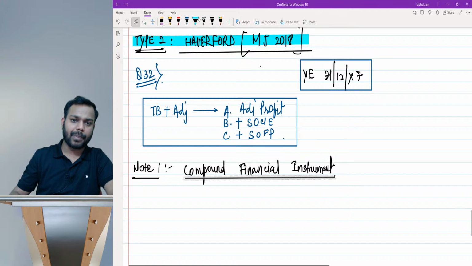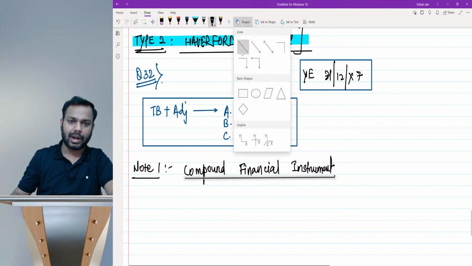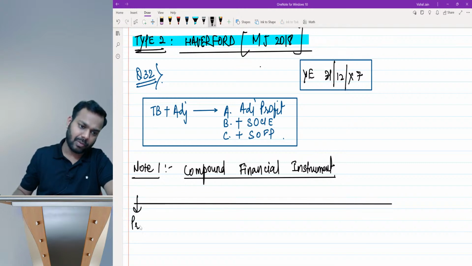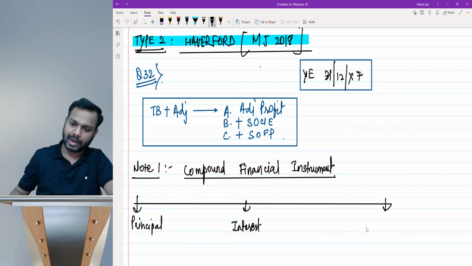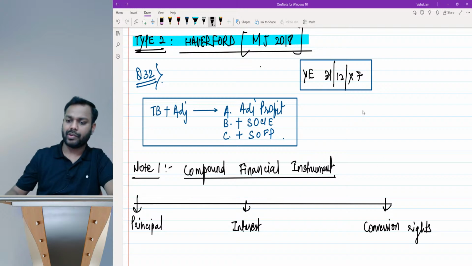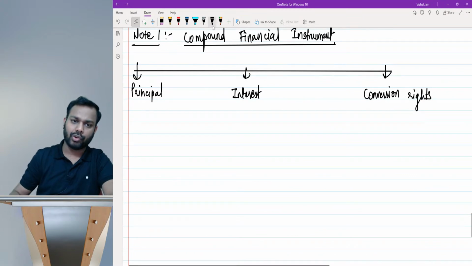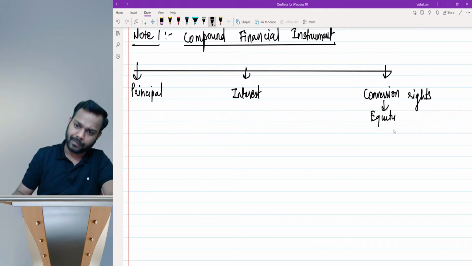Okay, now for a compound financial instrument, we must not forget that, as I told in the class, there are three components. One is the principal component, one is the interest component, and one is the conversion rights component. Now, we have to say which component belongs to equity or liability, right? So conversion rights, as I told in the class, will always be equity, right?